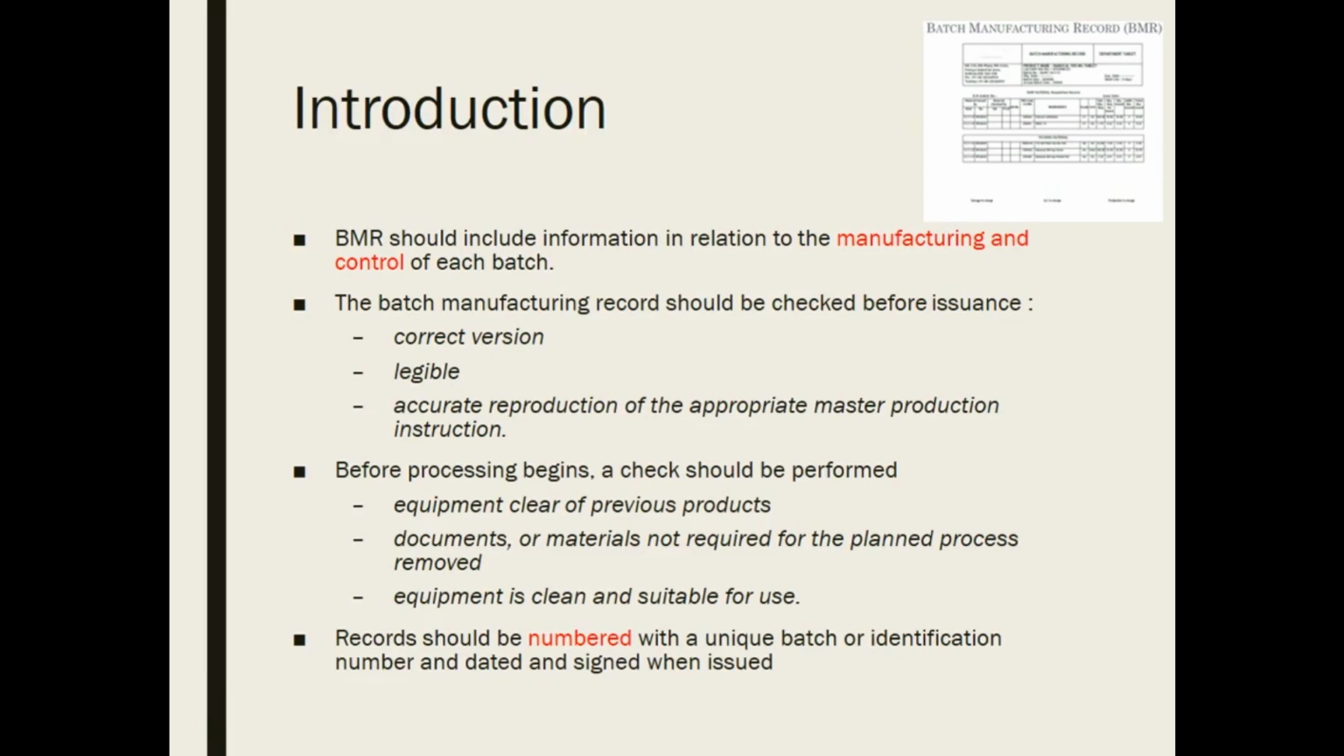Before any processing begins, a check should be performed and recorded to ensure that the equipment and workstations are clear of previous products, documents or materials not required for the planned process are removed from the area, and that the equipment is clean and suitable for use before production begins. These records should be numbered with a unique batch or identification number and dated and signed once they're issued.